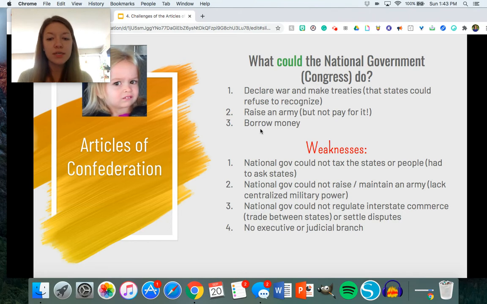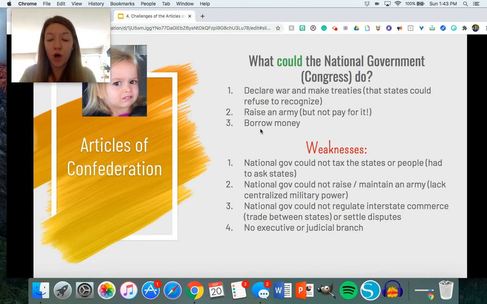Our fourth weakness is that there were no executive or judicial branches, right? We only had that one branch of Congress. And think about why this was put in place. We were concerned of tyranny. Okay, I think I've outlined that pretty clearly. And we were too afraid of that strong central power. So we got rid of it.